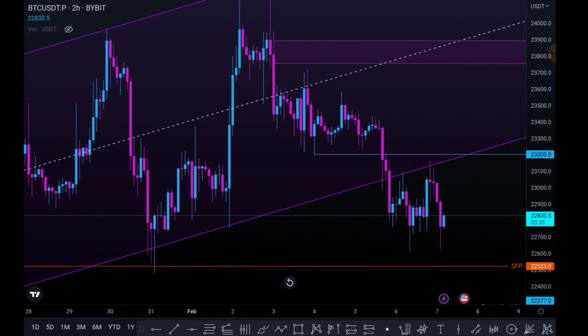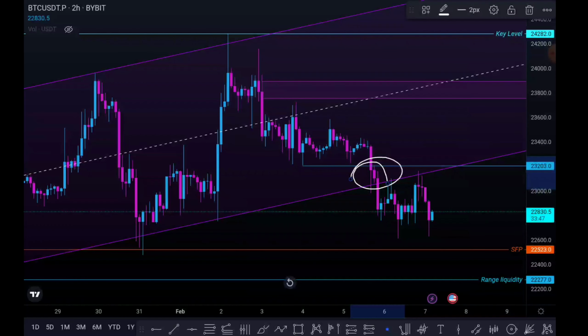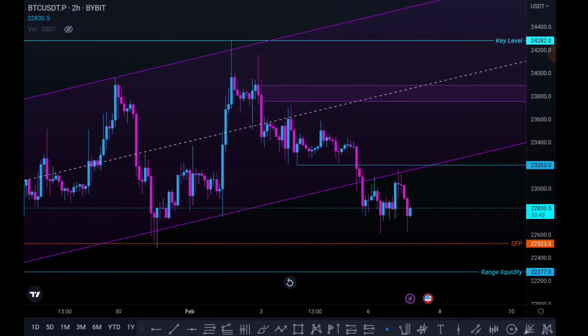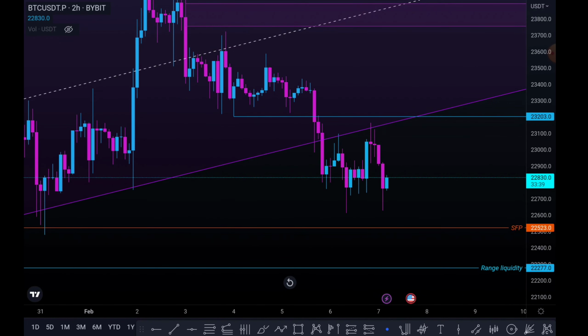And as you can see, after breaking this channel, I took a losing trade here based on the DNPOC and this 30-minute order block. There was a 30-minute order block somewhere around this region, and there was a DNPOC as well, daily naked point of control. I lost the trade. Anyway, we broke down the channel, we retested it, and right now we are in no man's land.